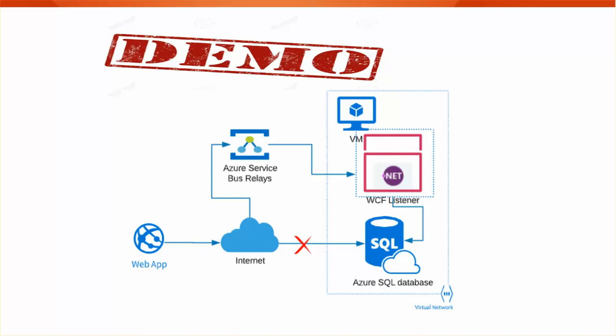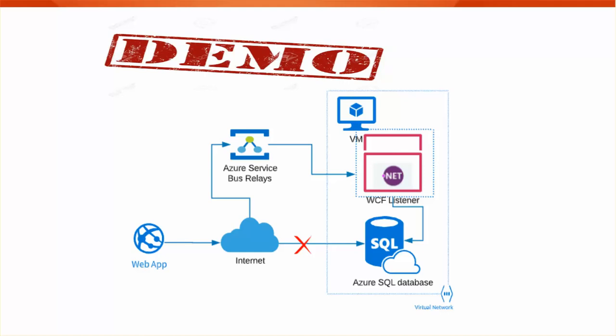So take, for example, the same analogy of a web application. I have deployed a web application which uses the internet. It tries to get the data from an Azure SQL database sitting inside an enterprise network. In a direct fashion, it will never be possible because the firewall rules inside the virtual network will not let that communication happen. So in that case, what we do is we use an Azure Service Bus Relay.